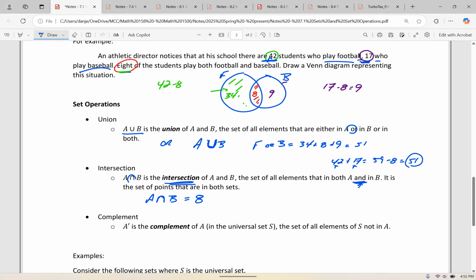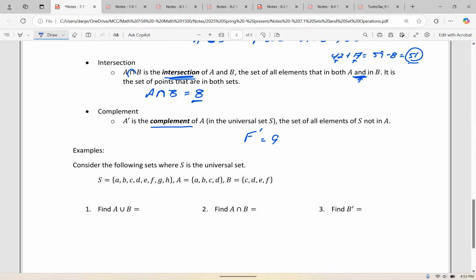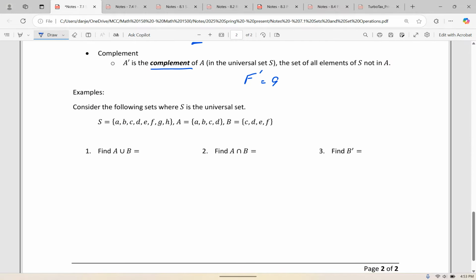They're in both groups. Think about a team photo. If I take a team photo of the football team and a team photo of the baseball team, those players that are in both photos would be the intersection. Okay? And then complement. A complement, we put a little prime or a little apostrophe there. It means the set of all elements not in A. Okay, so if I have 51 athletes, complement of football would be the 9 players who don't play football. Okay? So let's just real quick, let's suppose that we're looking at S as some universal set.